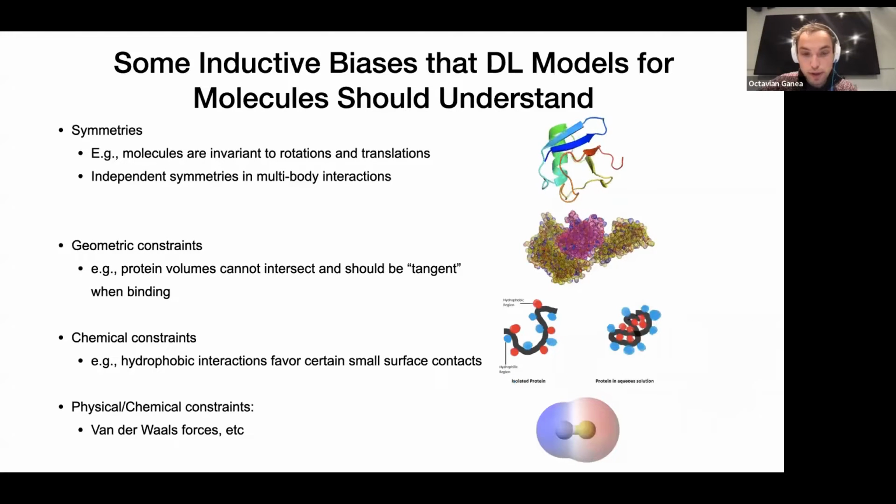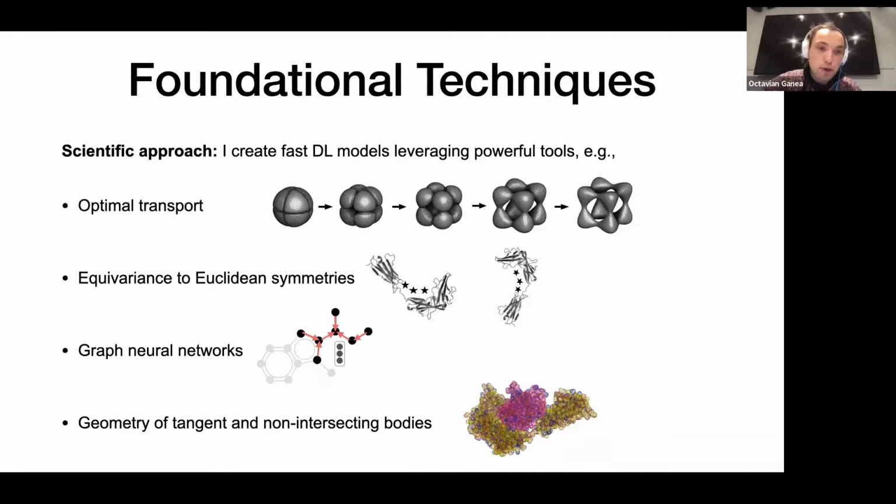So we also have physical constraints, for instance, various forces, intermolecular forces such as van der Waals. So in my research, I create deep learning models by leveraging powerful tools from various other domains. For instance, optimal transport, which was developed as a branch of mathematics, and then recently adapted quite a bit in machine learning and in various aspects of machine learning. Of course, equivariance to Euclidean symmetries, and we'll talk about that in a second. Graph neural networks is one of the core technologies I use to embed graphs. And then various aspects of geometry, 3D geometry, such as geometry of tangent and non-intersecting bodies.